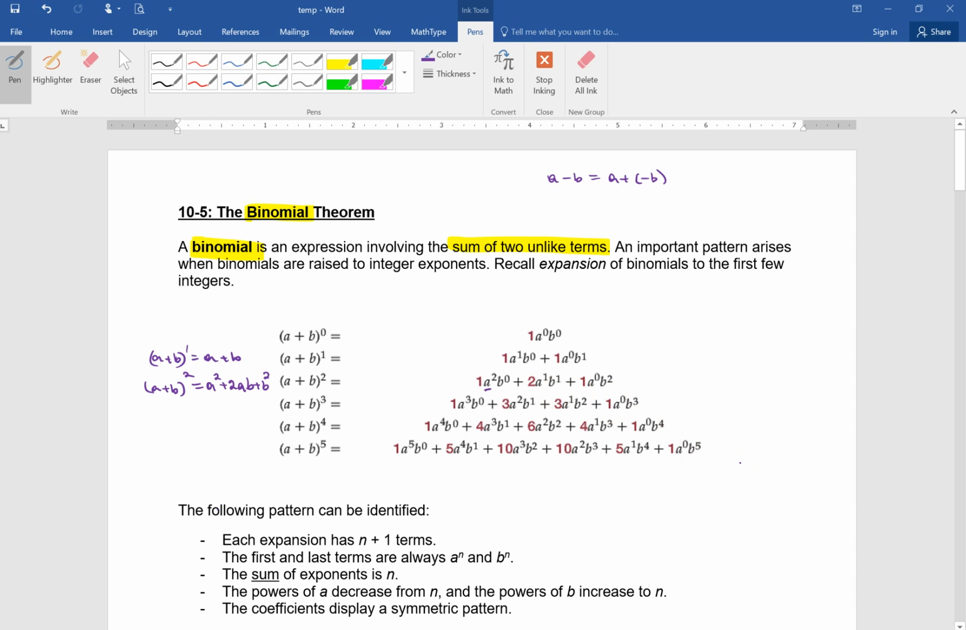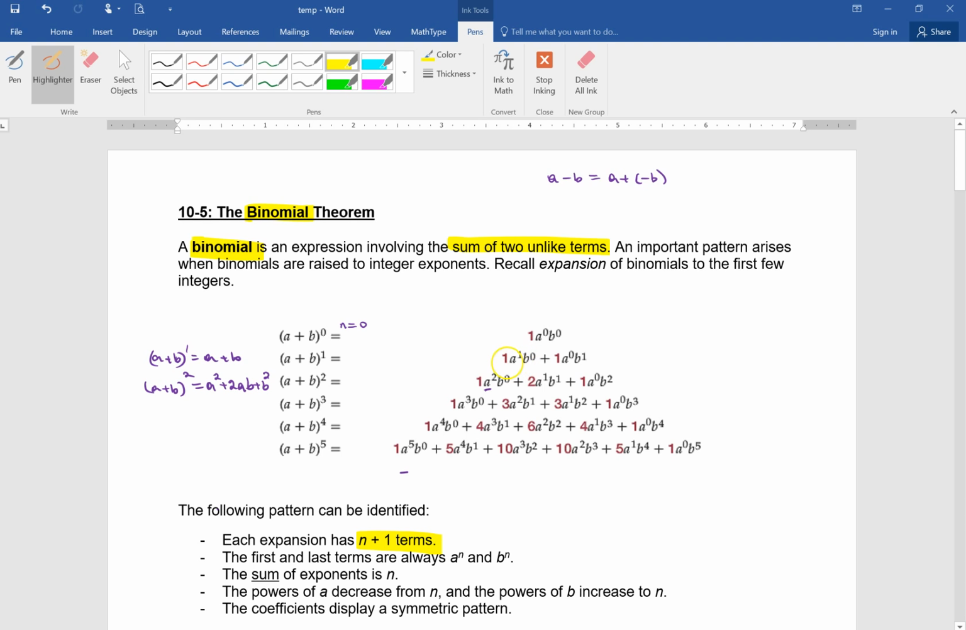Now, if you look at this, are there any patterns? Let's focus on the coefficients first, okay? Or actually, let's focus on the number of terms. Here, when n is equal to 0, how many terms do you have? 1. When n is equal to 1, you have 2 terms. When n is equal to 3, you have 4 terms. So at each step, how many terms do you have? N plus 1. Okay?